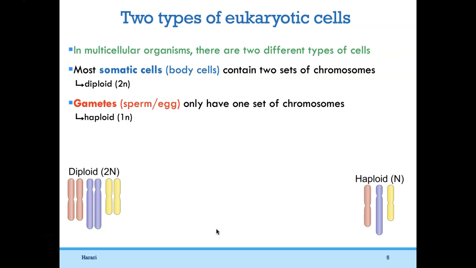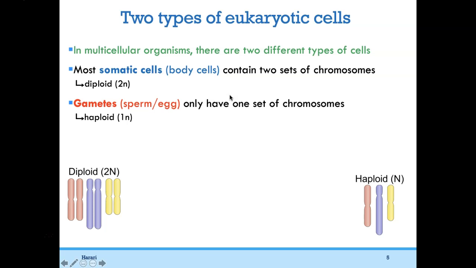Most of your cells are somatic cells, which means body cells. And body cells contain two sets of chromosomes. Because they have two sets of chromosomes, we call those cells diploid. You could think about di for two. So somatic cells, body cells, contain two sets of chromosomes. These cells include your hair cells, your eye cells, your skin cells, muscle cells, blood cells. All these cells contain two sets of chromosomes. One set came from mom, the other set came from dad. So those are somatic cells or body cells.